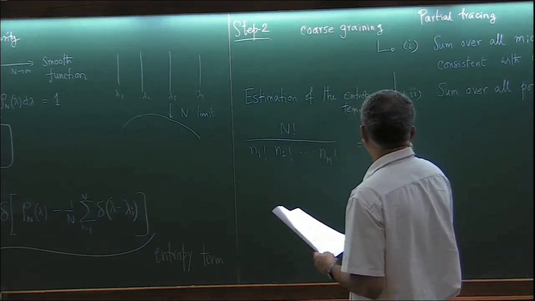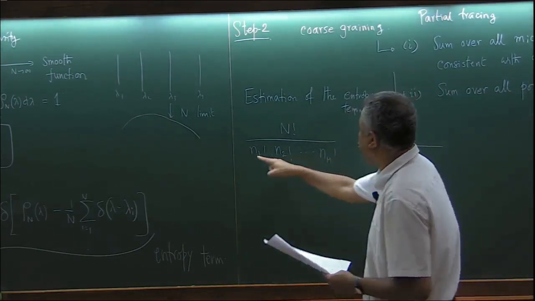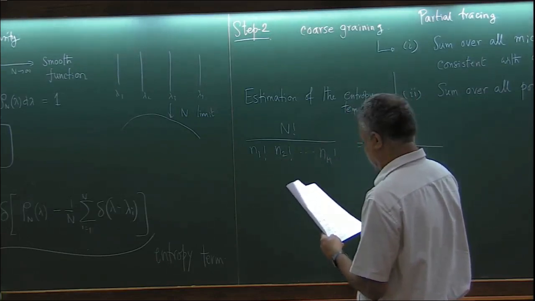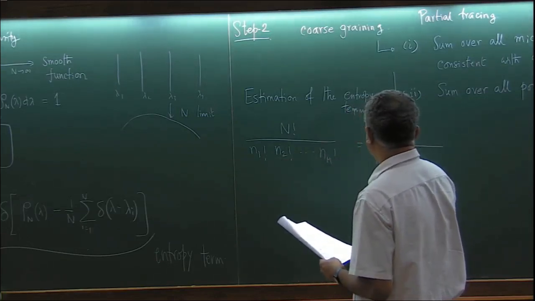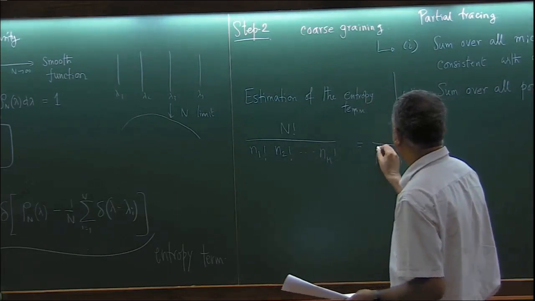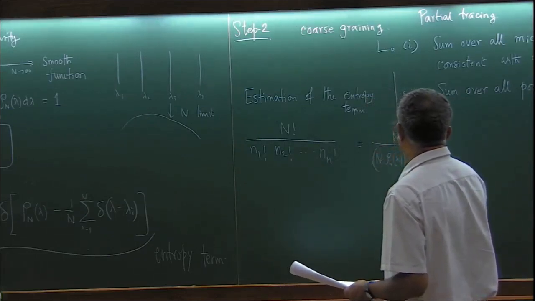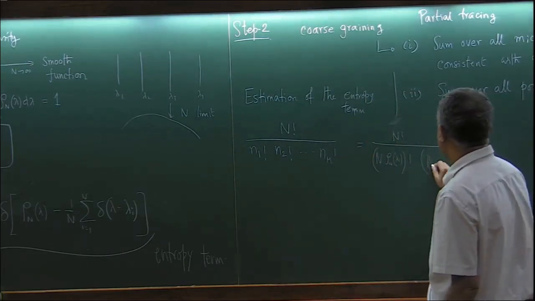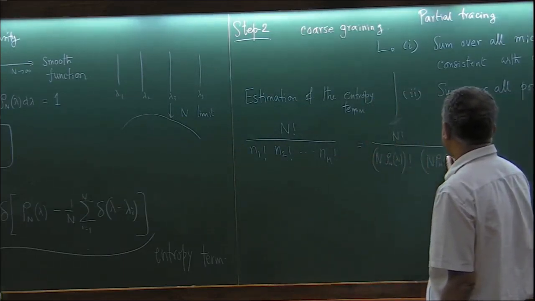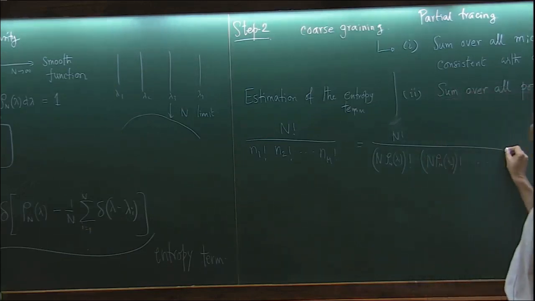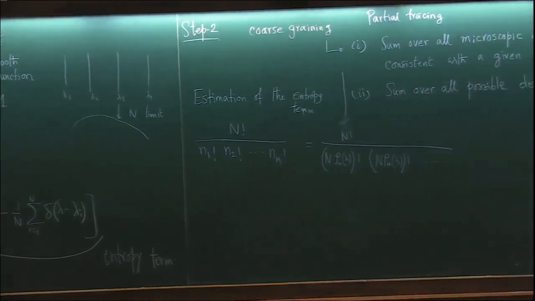So this will be n factorial over N1 factorial, N2 factorial, and so on. What is N1? N1 is just n times the local density, so this is rho n at lambda 1, around lambda 1, let's say. And then N2, which is the number of particles in the second box, will be n times the local density there, and so on. Right?